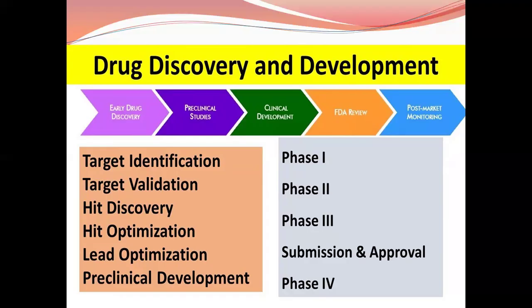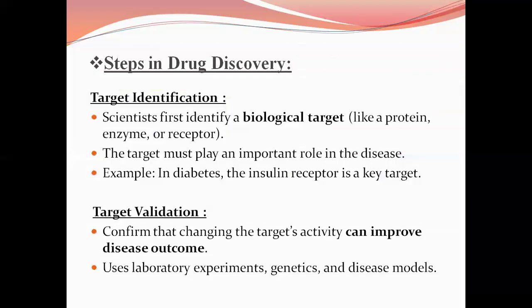In this, target identification, target validation, hit discovery, we will discuss hit discovery in detail, hit optimization, lead optimization, preclinical development. Phase 1, phase 2, phase 3, submission and approval. Phase 4. Discussed in a drug discovery, first of all is the drug identification. Scientists first identify a biological target like proteins, enzymes, or receptors. The target must play an important role in the disease.